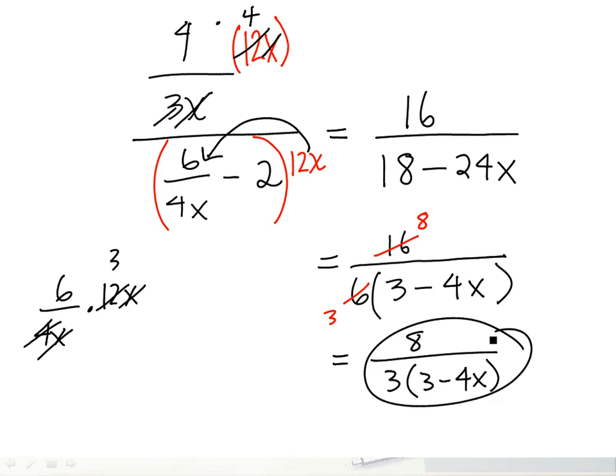So make sure you simplify your answer. But you cannot cancel individual terms. You have to cancel factors. That's why I factored the denominator, in order to start canceling.